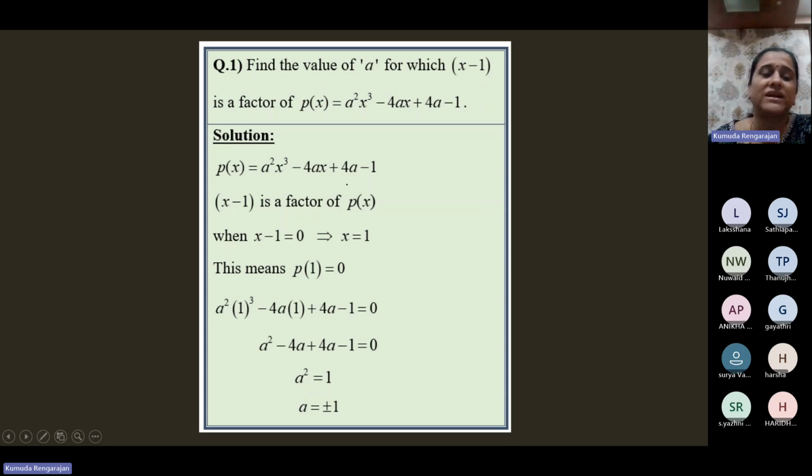Now, how do you express that as an equation? When we say the remainder is 0, that means the value of the polynomial at x equal to 1 is 0. This place is reserved for the remainder.